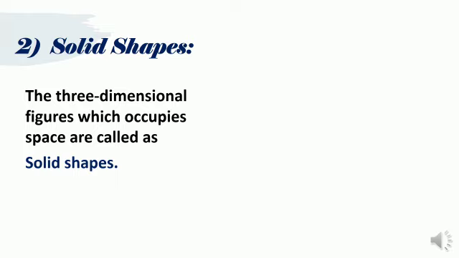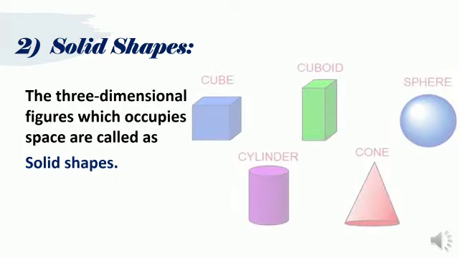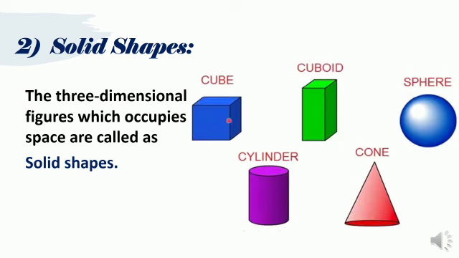Let us see the basic solid shapes. Cube, cuboid, sphere, cone, and cylinder. These are the basic examples of solid shapes.